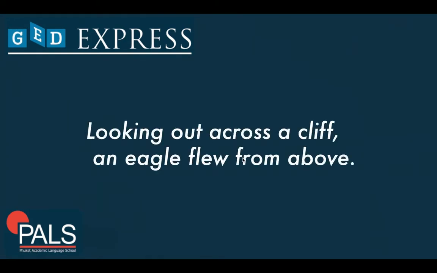Now, we are going to be talking about dangling modifiers. So first, I'm going to read this sentence to you and I want you to pause the video or take a few seconds. I will be quiet for a couple of seconds just so you can figure out what might be missing or what might be wrong in this sentence. Looking out across a cliff, an eagle flew from above.